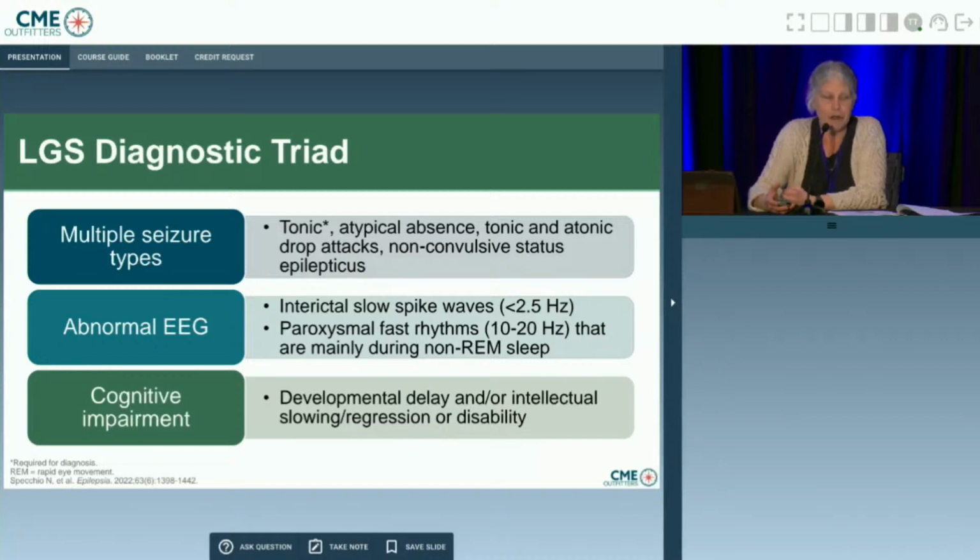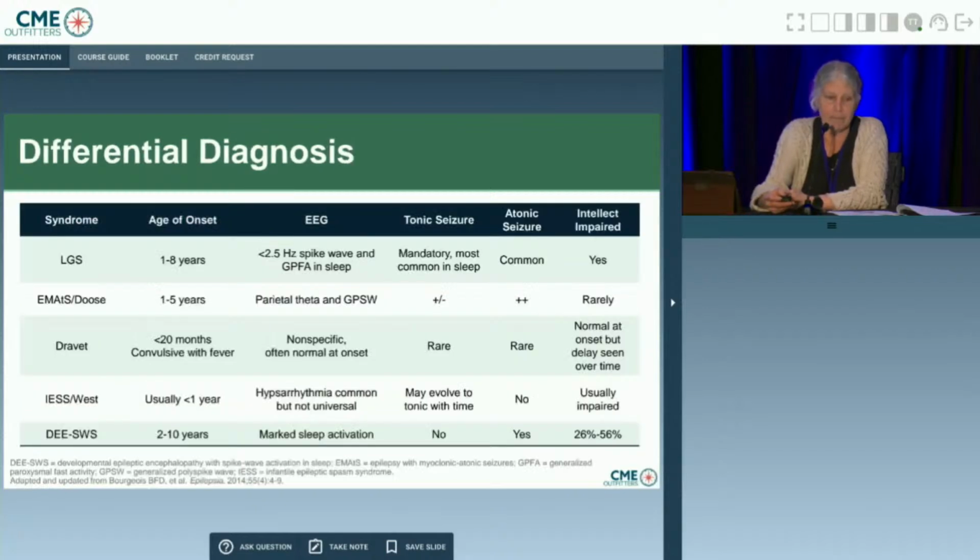And then the third part of that triad is cognitive impairment. So all children with, or all persons with Lennox-Gastaut will have developmental delay of variable degrees of severity with sometimes regression over time.